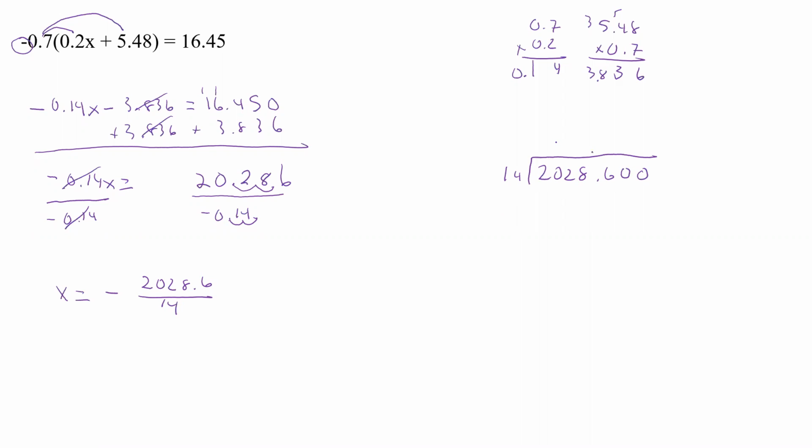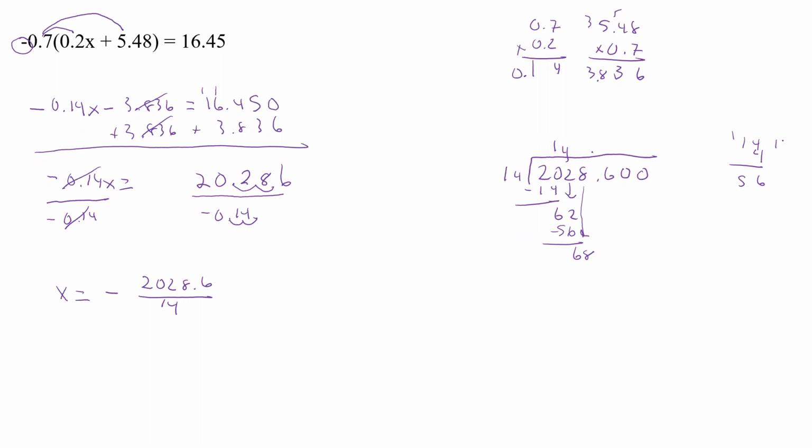So 14 goes into 21 once. That's 14. Subtract. That's 7. Bring down a 2. So 14 times, I don't know, 5. It's going to be too big, so let's take it times 4. That's 16. That's 5. So we have a 4. That's 56. Subtract. That's going to be 6. Now we need to bring down 8.